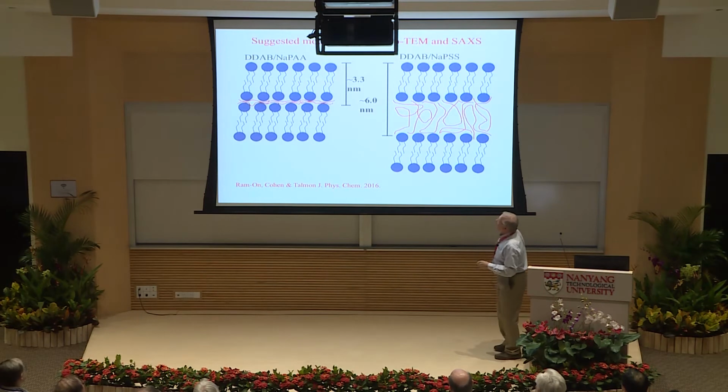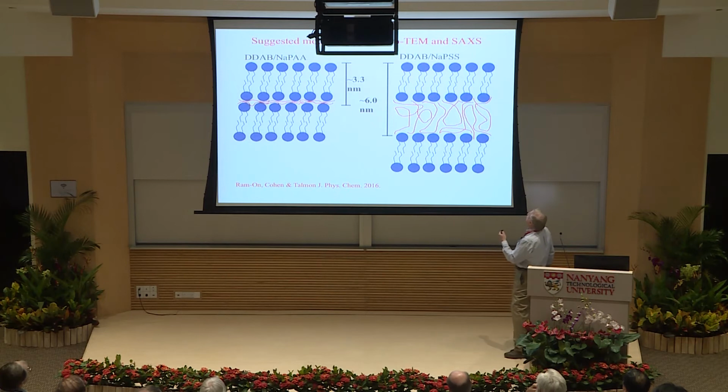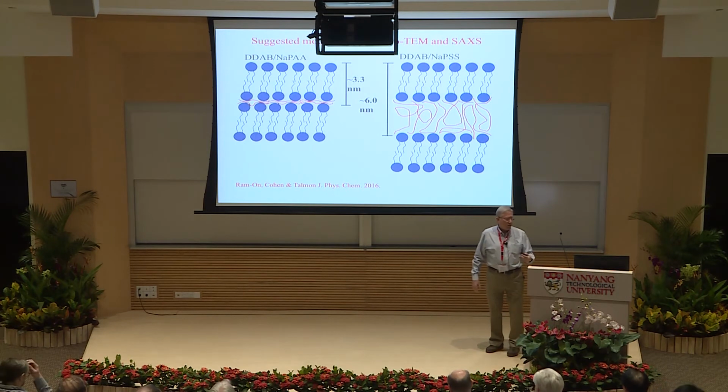I'm not going to bother you with the details of the small angle X-ray scattering, but just show you that actually there is a big size difference if you compare these two things, the DAB with the polyacrylic acid and the DAB with the PSS. And this is related, without getting into too many details right now, to the interaction between the polyelectrolyte, the water, and the surfactant. And there's quite a bit to learn from this one.